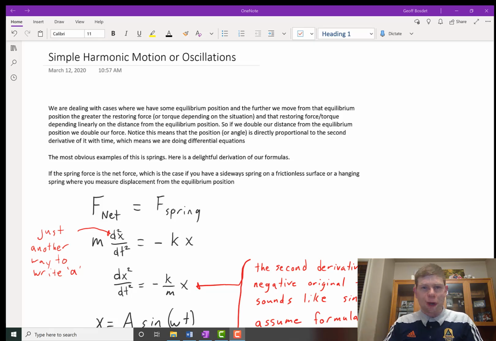Welcome to Simple Harmonic Motion. Today we're going to talk about that and specifically masses and springs. Now what defines simple harmonic motion is you've got this restoring force.